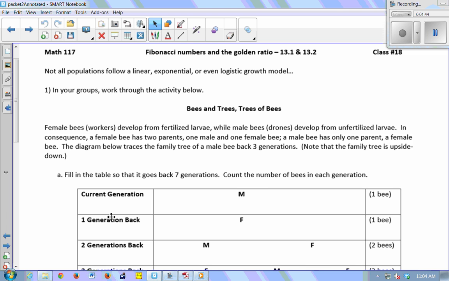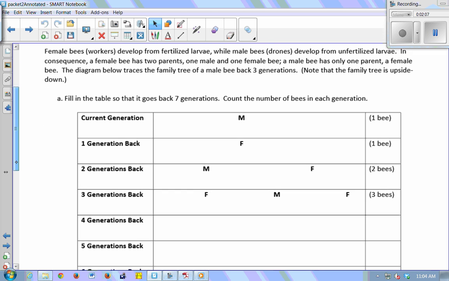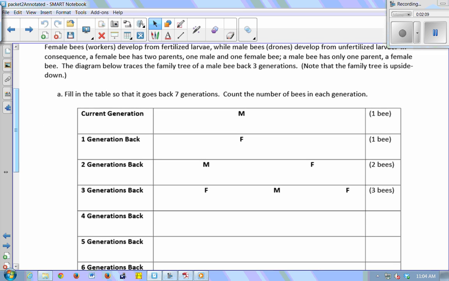Okay, so female bees develop from a fertilized larva, while male bees develop from unfertilized larvae. So as a consequence, female bees have two parents, a male and a female bee. But a male bee only has one parent, just a female bee. Okay, so we are going to trace the family tree of a male bee back 3 generations.